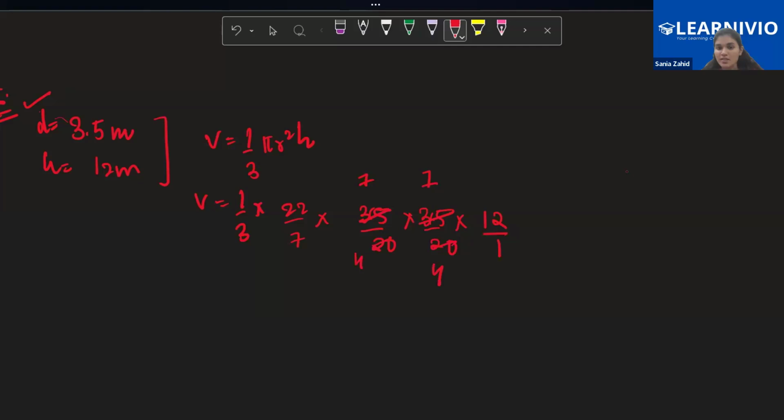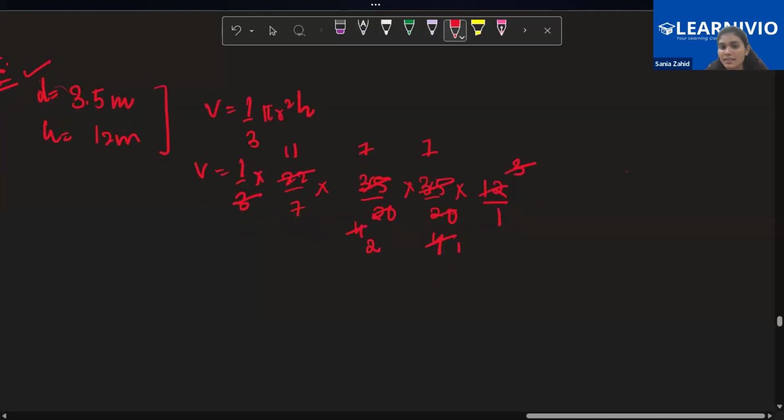Now check from opposites. Like over here, 4 into 1 and 4 into 3 is 12. 2 into 2 is 4 and 2 into 11. 3 into 1 and 3 cancel. Okay, now nothing else can be cancelled. So in the first step, always cancel the numerator and denominator of the same fraction only.